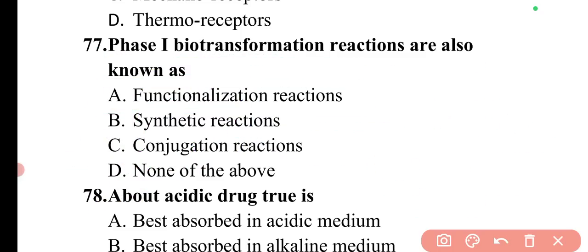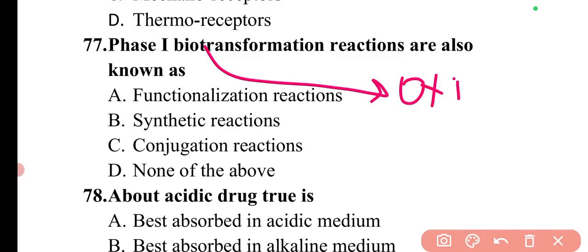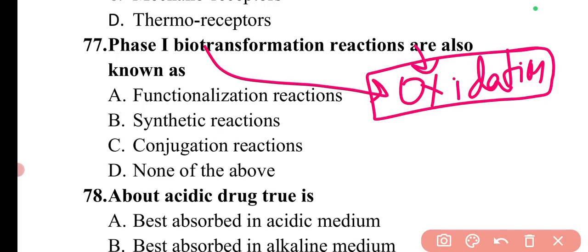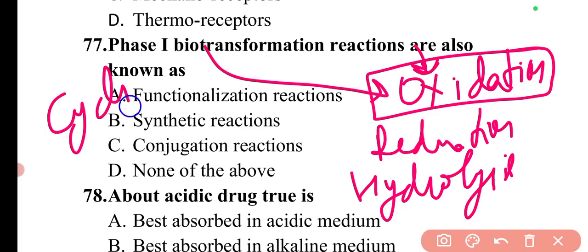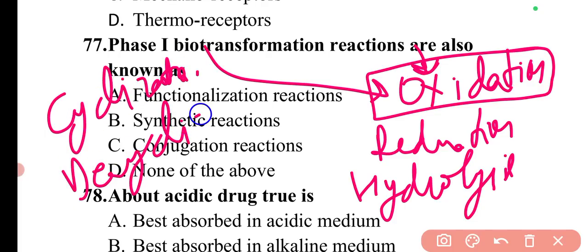And in these phase 1 biotransformation reactions, there are several types of reaction. For example, oxidation, which is the most important phase 1 biotransformation reaction. Then there is reduction, there is hydrolysis, there is cyclization, there is decyclization reaction. These all come under the phase 1 biotransformation reactions.